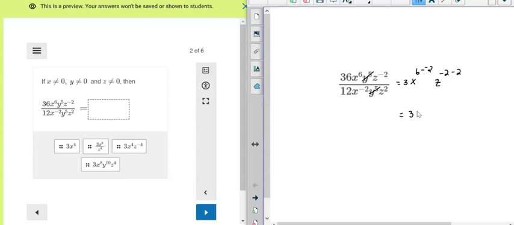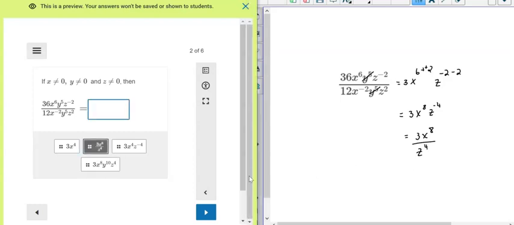So here I have 3x, 6 minus minus is a positive, so 6 plus 2 is 8. And then z is negative 2 minus 2, which is negative 4. And then from here, I'm going to put the negative exponent down in the denominator because it switches. And that's about it for that one.